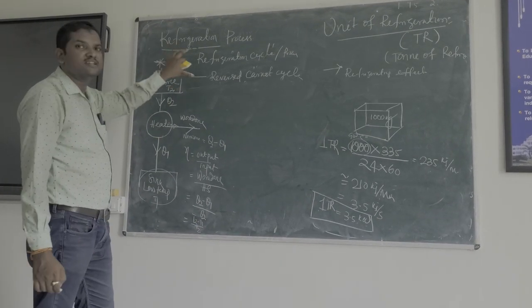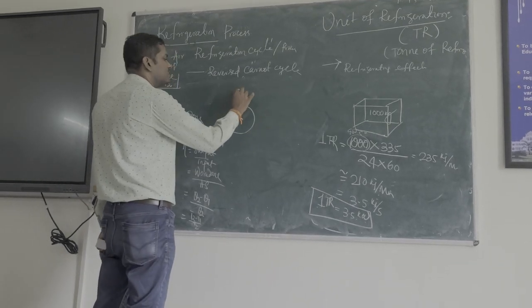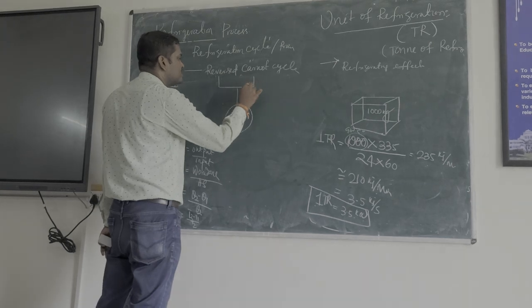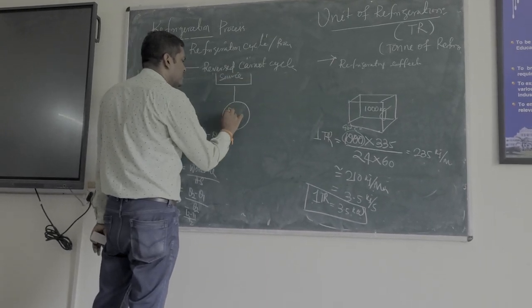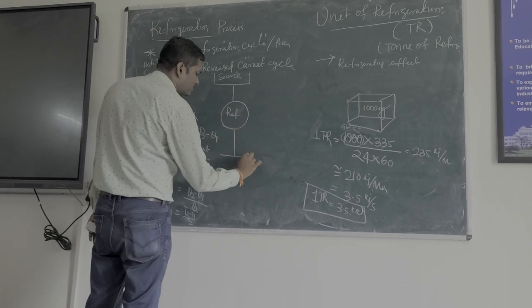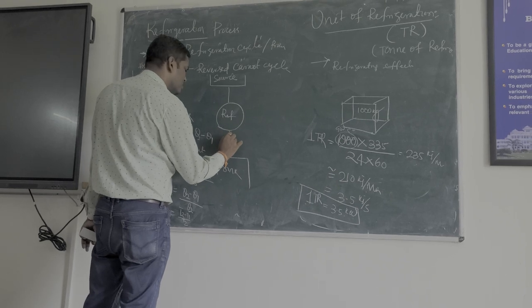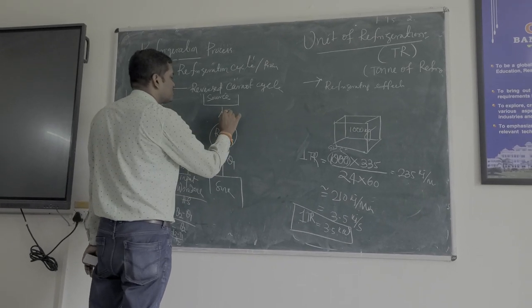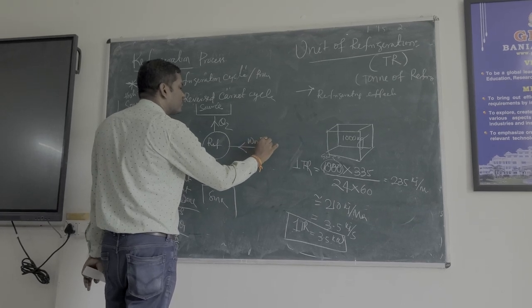Our next case is known as the refrigerator. A refrigerator is the reversed heat engine, working in the opposite direction. Here there is a source, the refrigerator, and a sink. Here this is Q1, this is Q2, and work is done on it. This is most important.